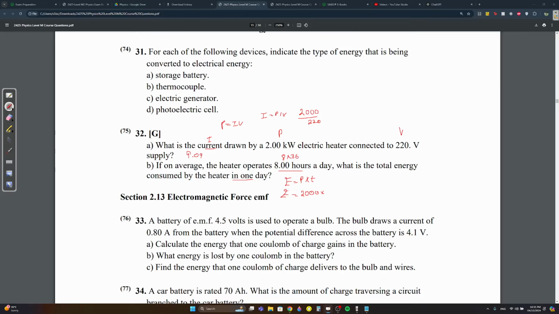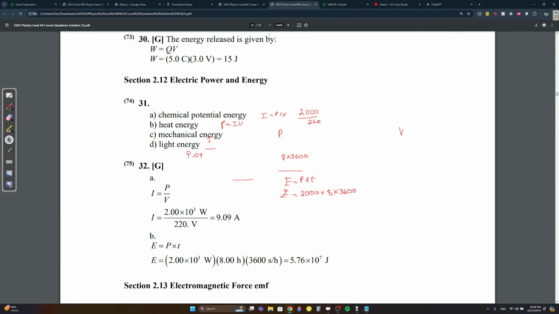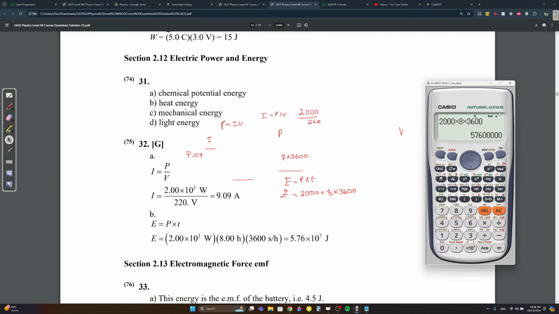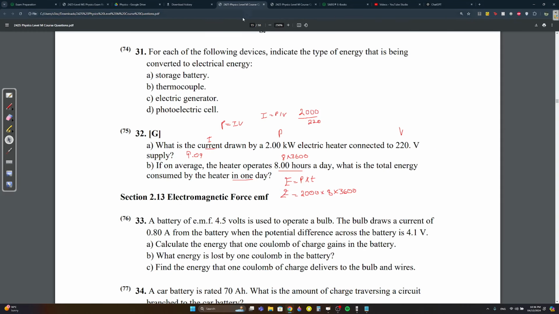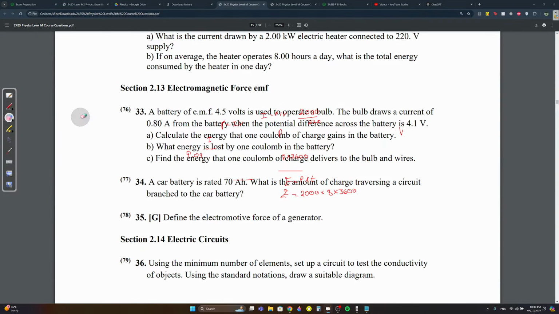How do you convert from hours to seconds? You multiply by 3,600. Let's see. 2,000 times 8 times 3,600. Oh, they want it in mega probably. In scientific notation, 5.76 times 10 to the power 7. Is that correct? 1, 2, 3, 4, 5, 6, 7. Yes, correct.